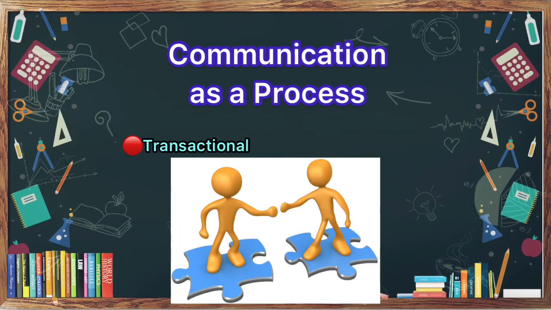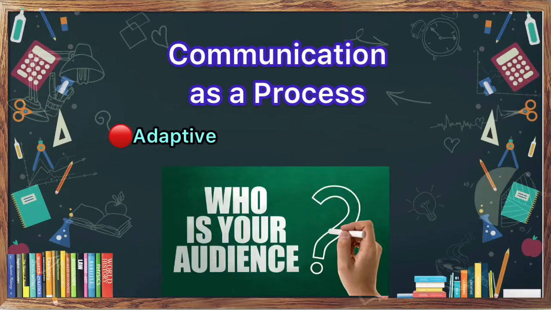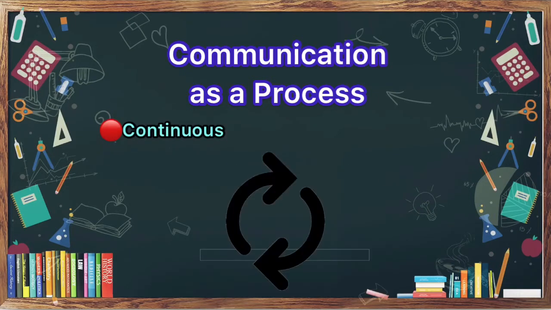Transactional. The essence of the word transaction is relationship. One of the main goals why we communicate is to build relationships with other people. Adaptive. Adapt means ability to adjust. Like the way we communicate to our friends is different from the way we communicate to our teachers or to our parents. Continuous. Communication has no beginning and no end. Communication is an ongoing process. Moreover, it continues to impact and influence future interactions and shape our relationships.